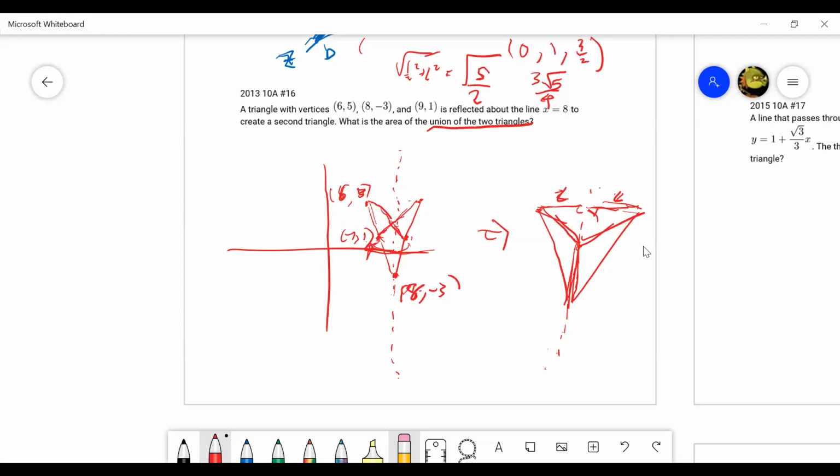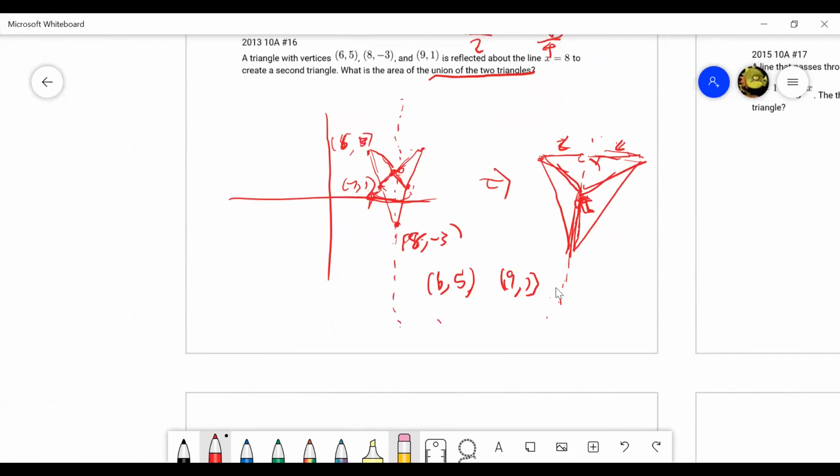And the base is just going to be the distance from 8-3 to this intersection point on the line. So that's really all we need to find, this intersection point. So the points are going to be 6-5 and 9-1. And the intersection point with line x equals 8 is going to be this point right here. So again, the slope of the line is -4/3. And when you plug this in, you can find that the equation of the line is y equals -4/3 x plus 13, I believe.